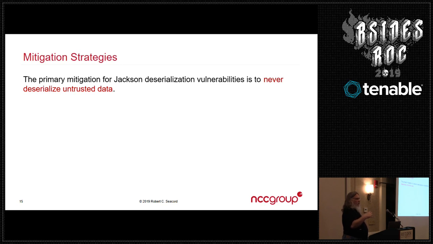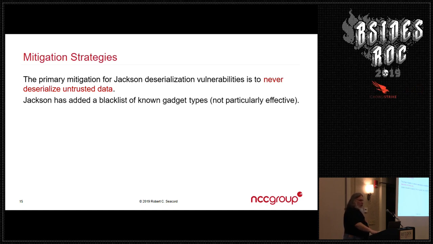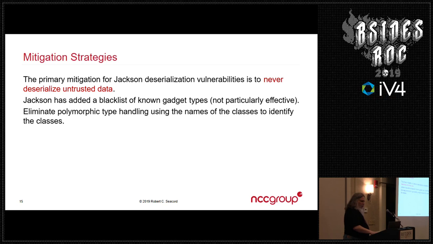So basically, the problem of deserialization is the problem of executing attacker-supplied code in your system, and that's probably the toughest problem in security to solve. So deserialization is a very problematic class of vulnerabilities in general. Jackson has a blacklist of known gadget types. That is not particularly effective. I'll have a good demo of that in a second.